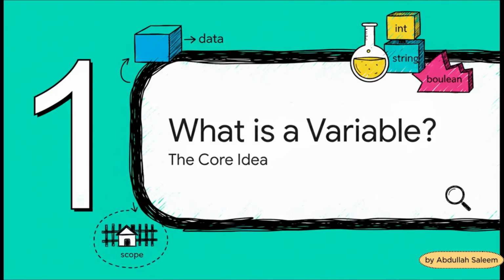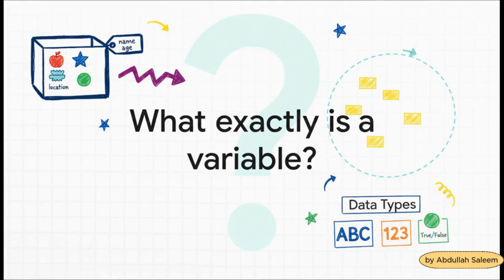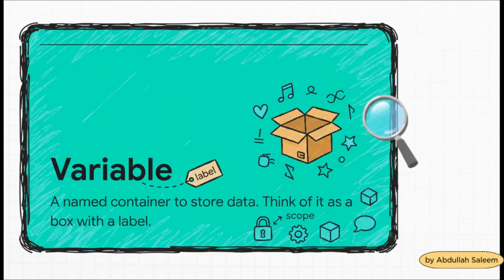We're starting with the most essential concept, the absolute heart of programming, the variable. So what in the world is a variable? The name might sound a little bit technical, but I promise you the idea behind it is something you already use every single day. Honestly, it's super simple. A variable is just a container for a piece of information. The best way to think about it, it's just a box. You put something inside the box, and you slap a label on it so you can find it later. That's it. That's a variable.